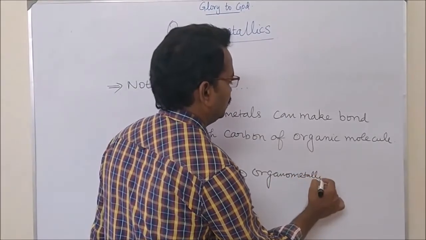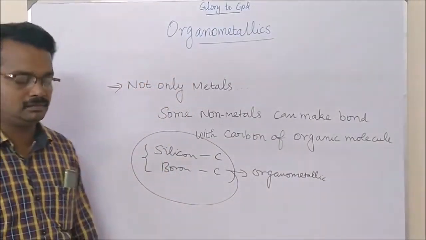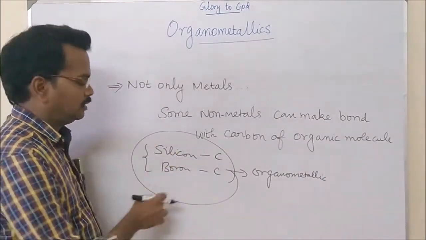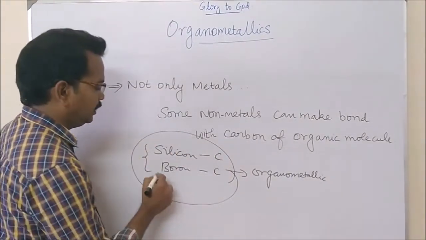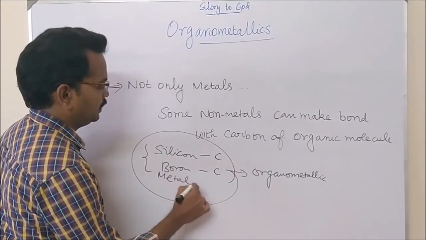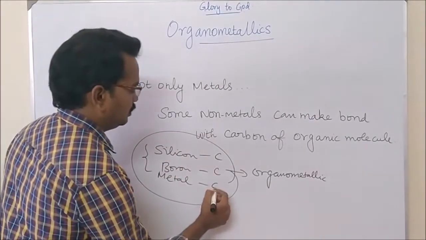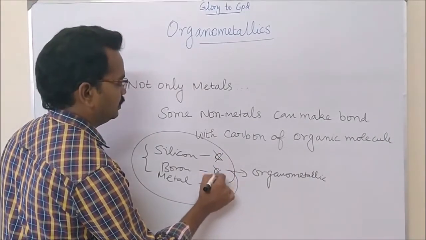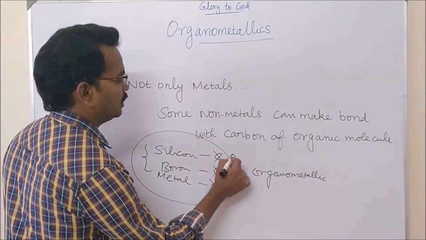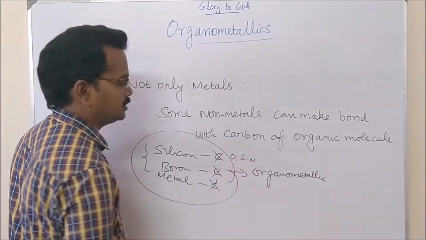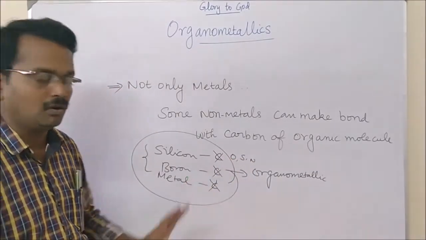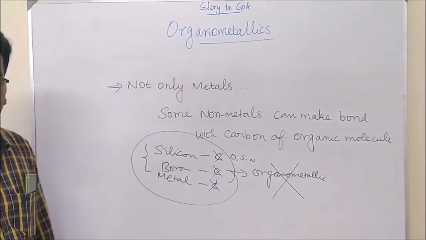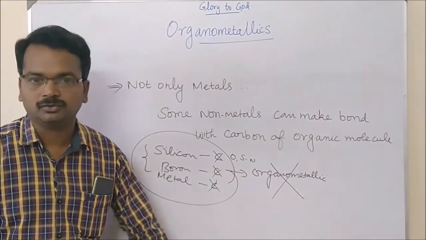No doubt at all. But if the same silicon, the same boron or any other metal is not making a bond with carbon, but is making a bond with oxygen, sulfur or nitrogen, then they are non-organometallics. That is, they cannot be considered organometallic compounds.